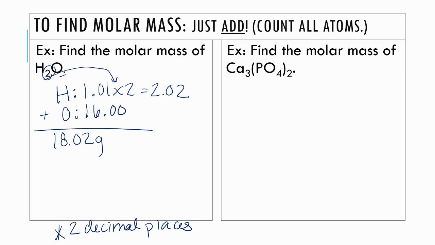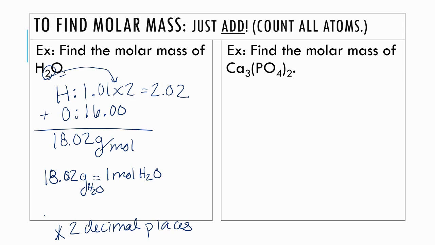2.02 plus 16.00 is 18.02 grams. Now, units for this: some people will put grams per mole. That can be a little confusing. That is an accurate way to describe this, but I'm going to write it in a little bit of a different format, one that we will be familiar with using for dimensional analysis. So 18.02 grams is equal to 1 mole of water. I really should put 18.02 grams of H2O is equal to 1 mole of H2O.